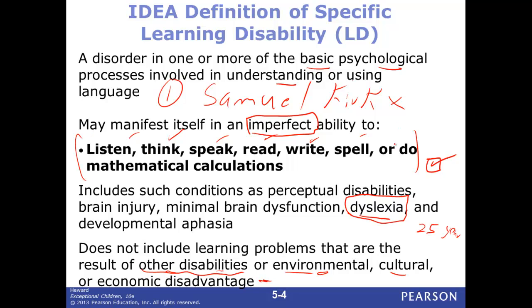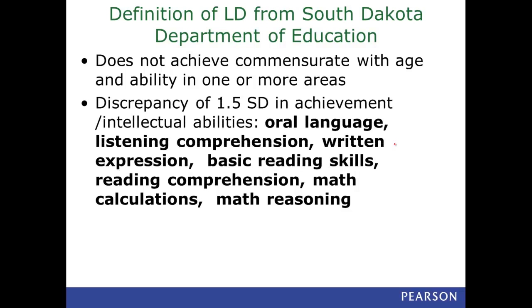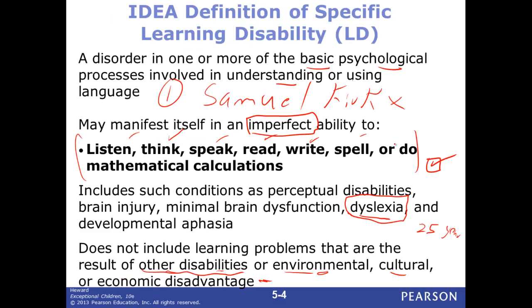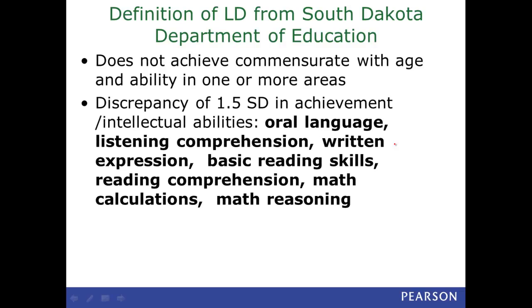These terms are important here. South Dakota Department of Ed also has their own definition, because they take these federal regs and adopt them, and this is what South Dakota says. A learning disability is when they do not achieve commensurate with age and ability in one or more of the areas. I'll talk about this later, but it has to be 1.5 standard deviations in achievement, and the difference between achievement and intellectual abilities. Remember, intellectual abilities. What is that measured with? We can make that number 2. What do we measure intellectual abilities with?